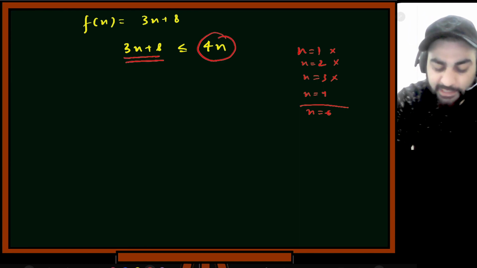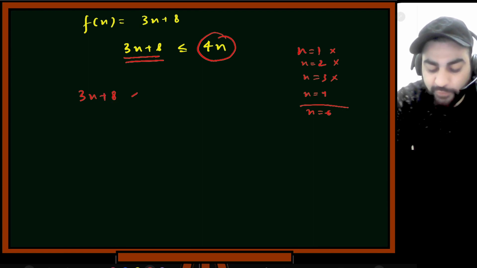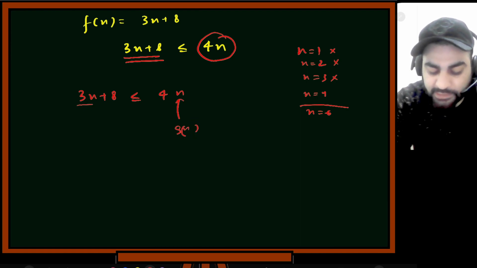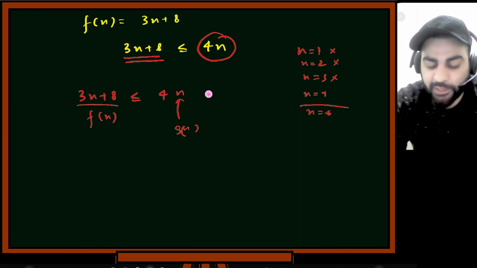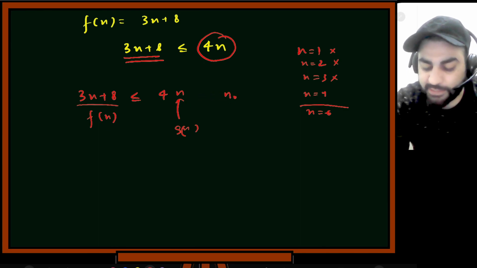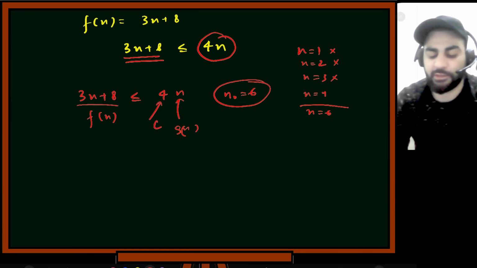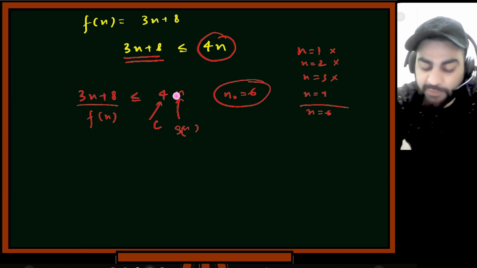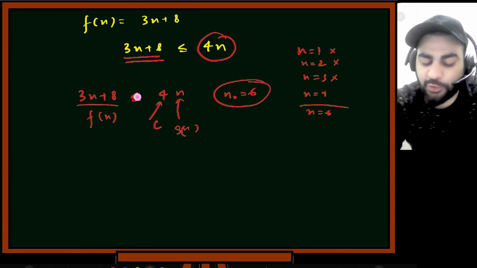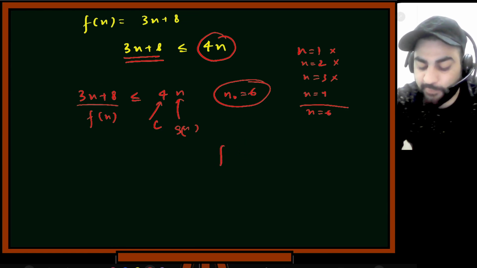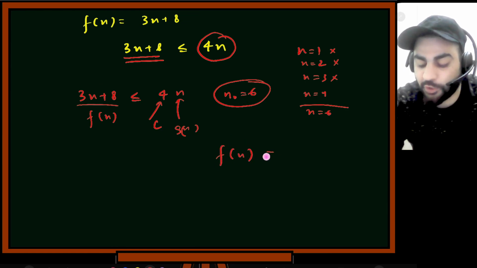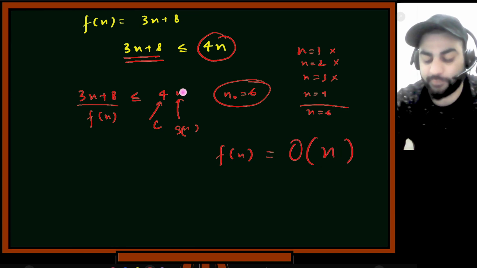So we can say that this 3n plus 8 is always less than or equal to 4n. This n is our g of n. This is our f of n. And n naught here is 6, and this is our c. So you can see that this function is always greater or equal to this function after n naught is equal to 6. So we can say that f of n is bound by this. F of n is order of n, because n is the function.